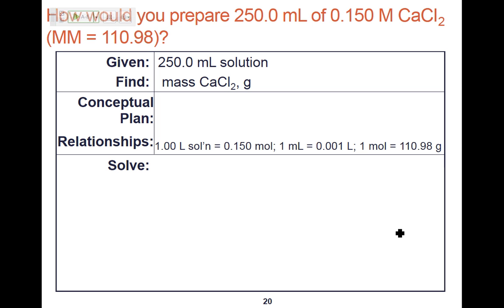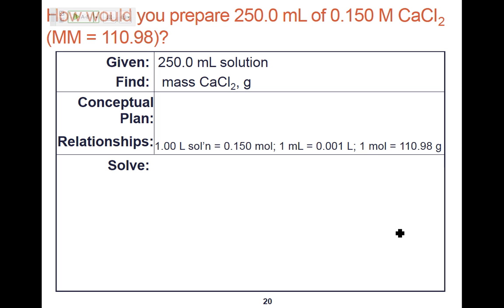My relationship from my molarity, which is a 0.150 molar calcium chloride solution, that's what I'm trying to make, means that for every liter of solution, I want there to be 0.150 moles of calcium chloride. That's what my molarity tells me. And of course, I know my relationship between milliliters and liters. I'm going to need that as well.